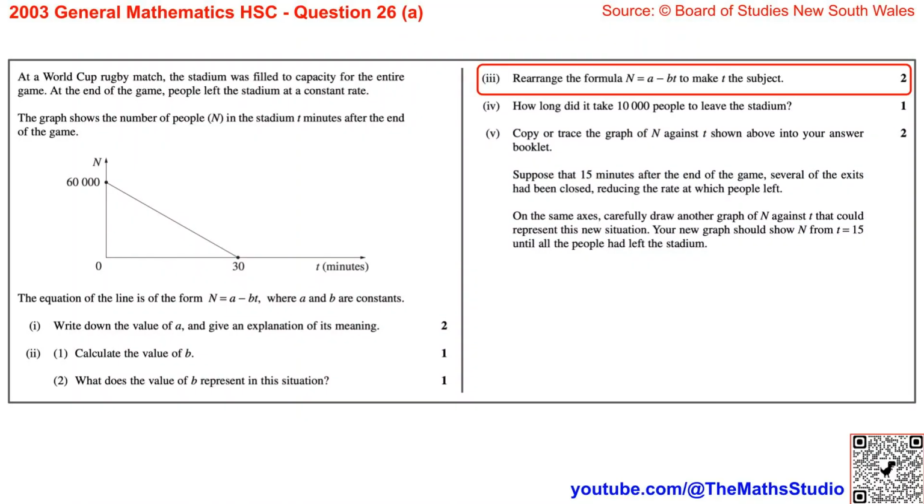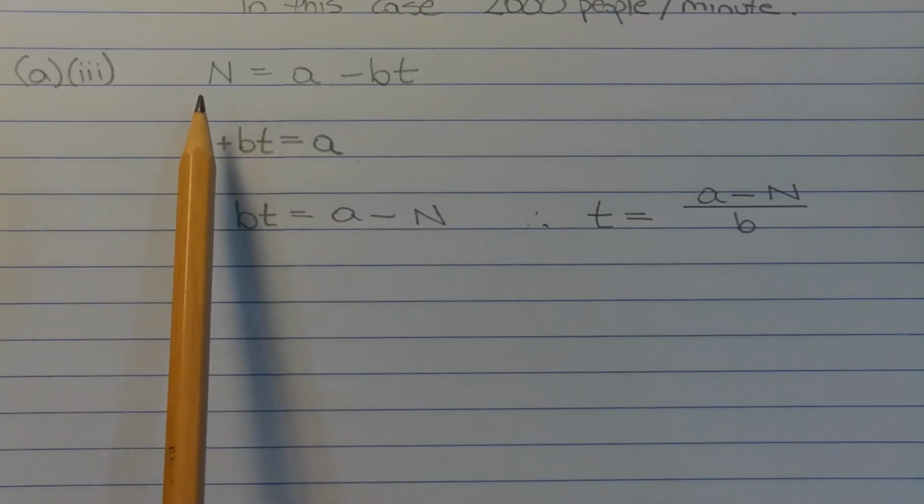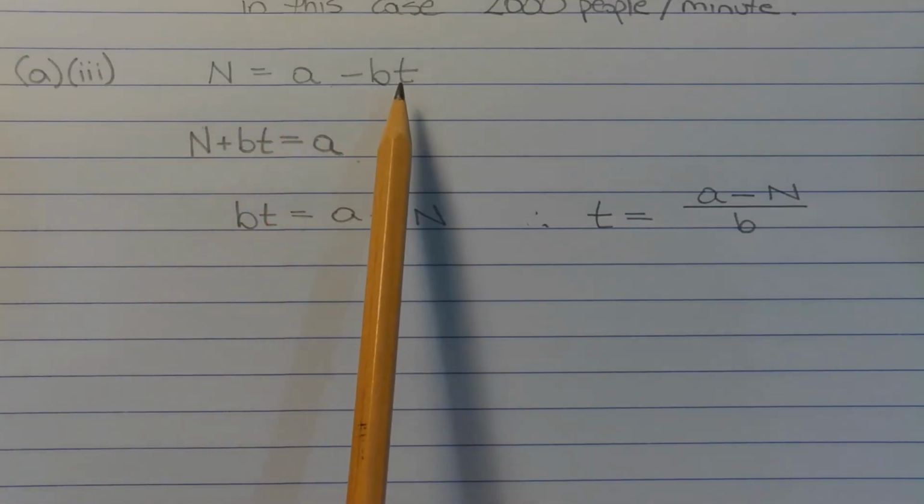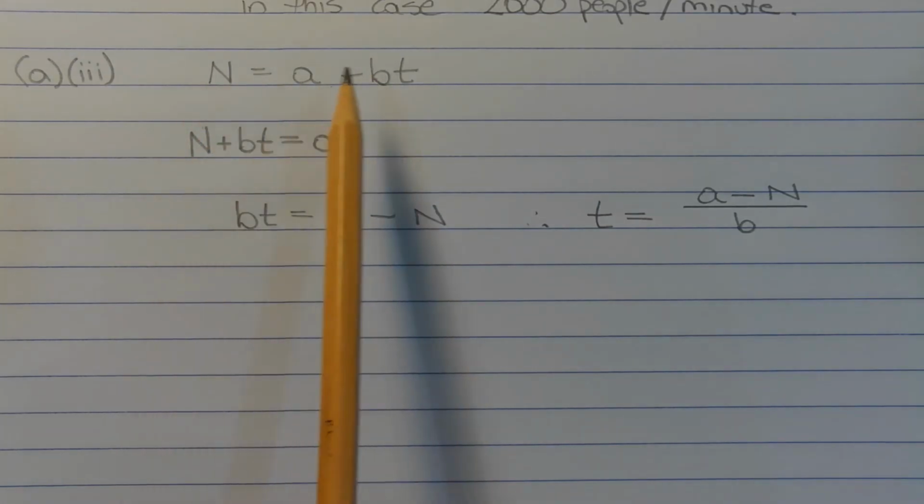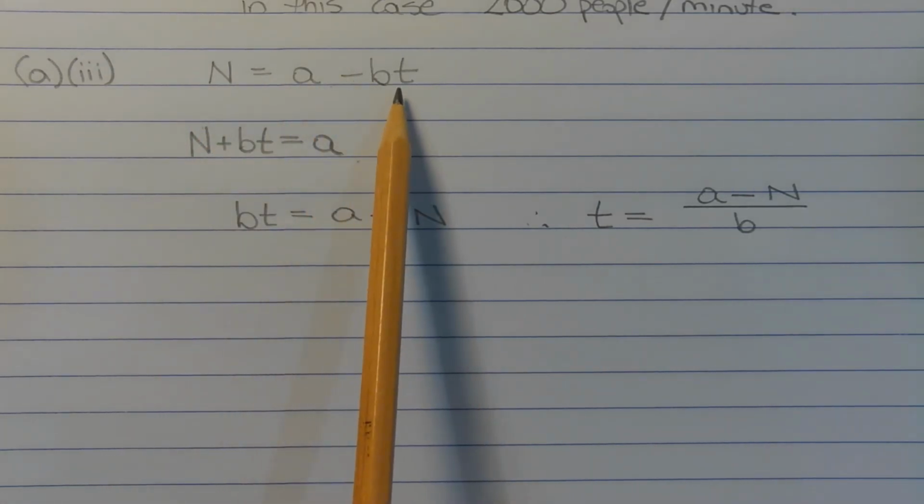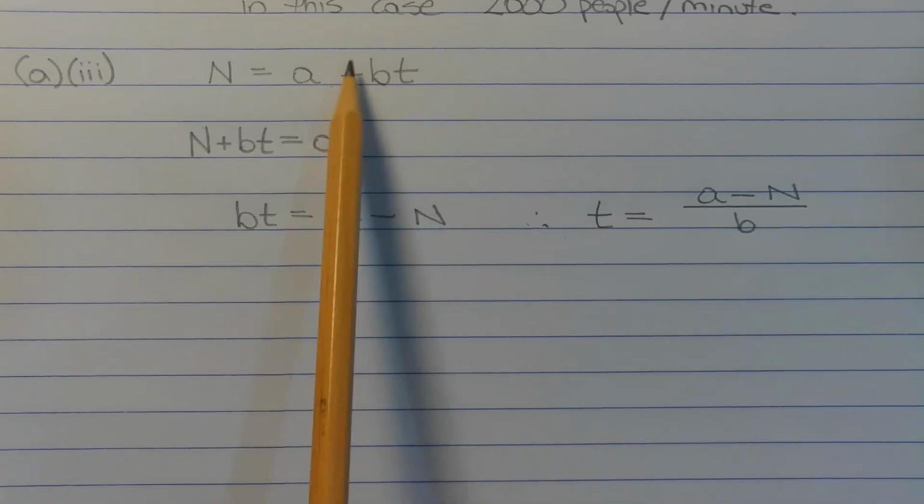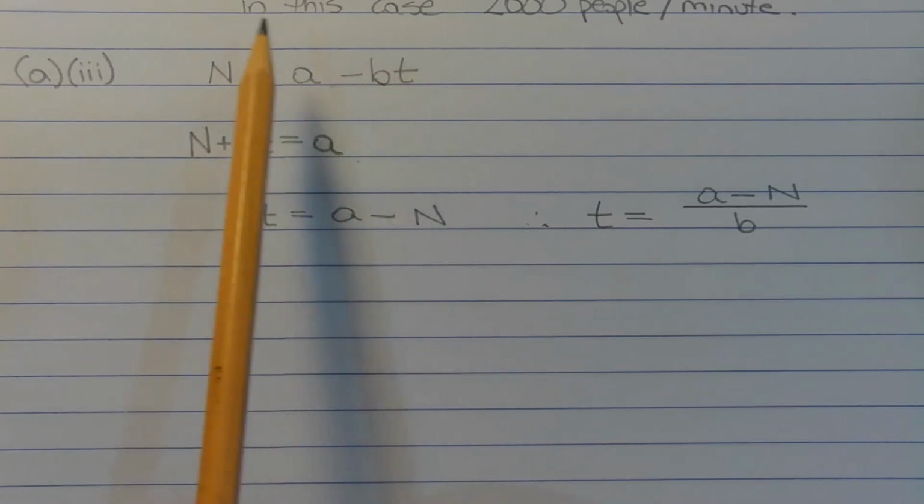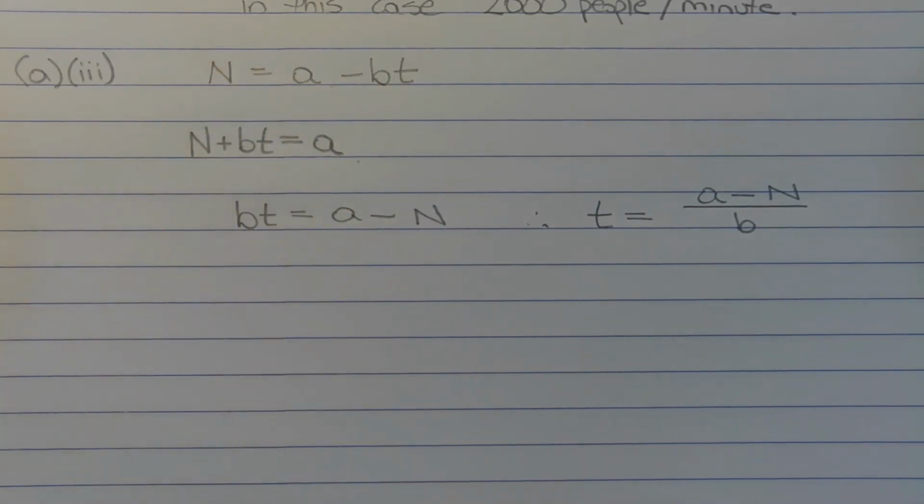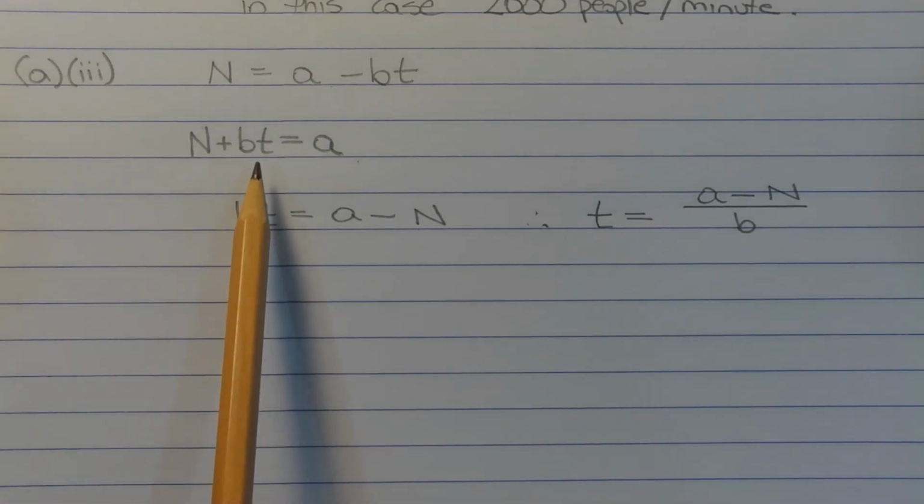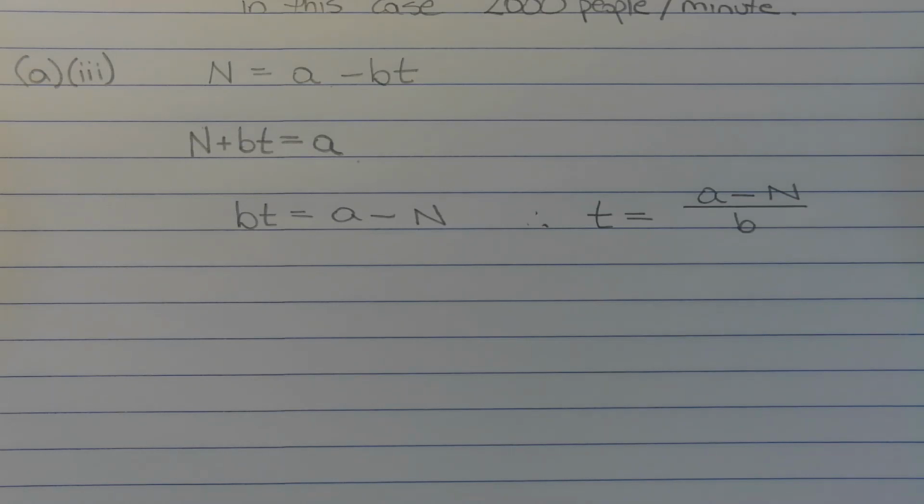Part 3. Rearrange the formula N equals A minus BT to make T the subject. Starting with the equation N equals A minus BT, add BT to both sides of the equation such that negative BT plus BT equals 0, which cancels out the negative BT term, but then we end up with a plus BT term on the left-hand side. So the equation now is N plus BT is equal to A.